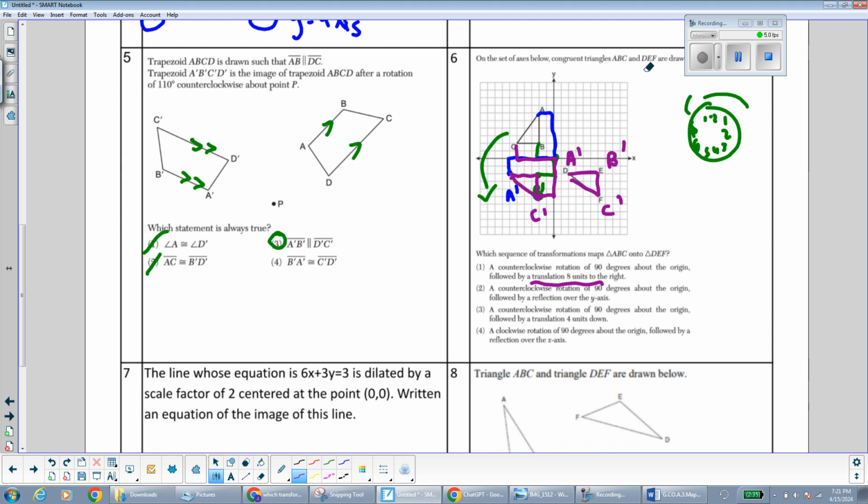A and D do match up. B and E do match up. C and F do match up. So far, this is seeming to be a fine choice. So I'm going to put this one on hold and put a star here because this might be the correct answer.